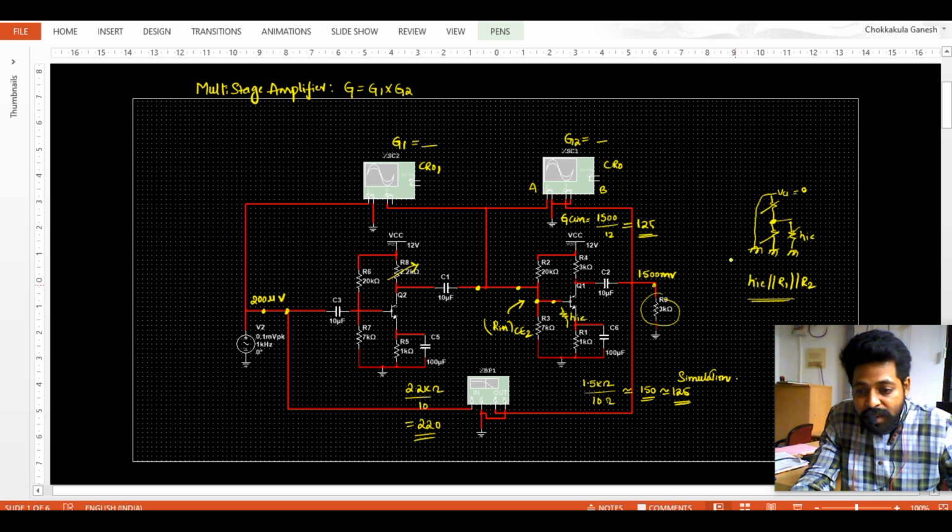So if I calculate, 1.2 kilo ohms is the HIE value I approximately take, and R2 value is around 7 kilo ohms, and R2 value, sorry, R1 value is around 20 kilo ohms.